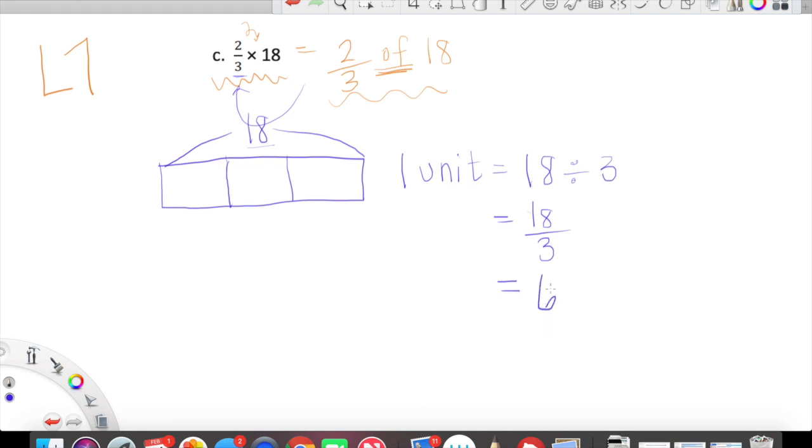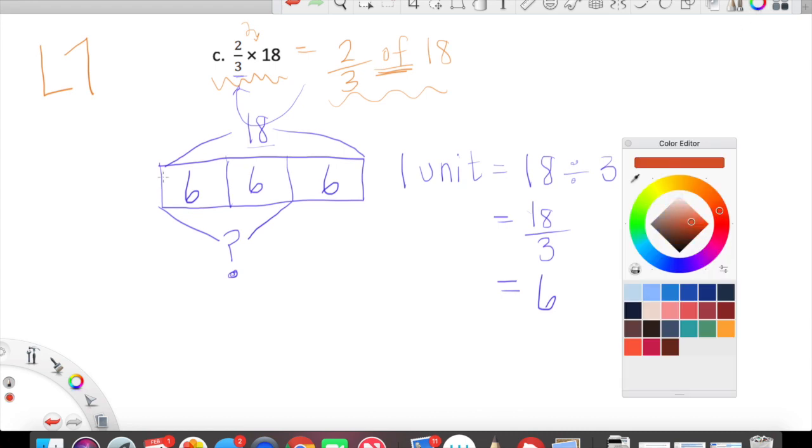That is 6. So let's go ahead and label this fantastic discovery. 18 divided across 3 equal parts is 6. 6 plus 6 plus 6 is 18. But that's not necessarily giving us the final answer. We're looking for 2/3 of 18. We're looking for 2/3, 2 out of the 3/3.